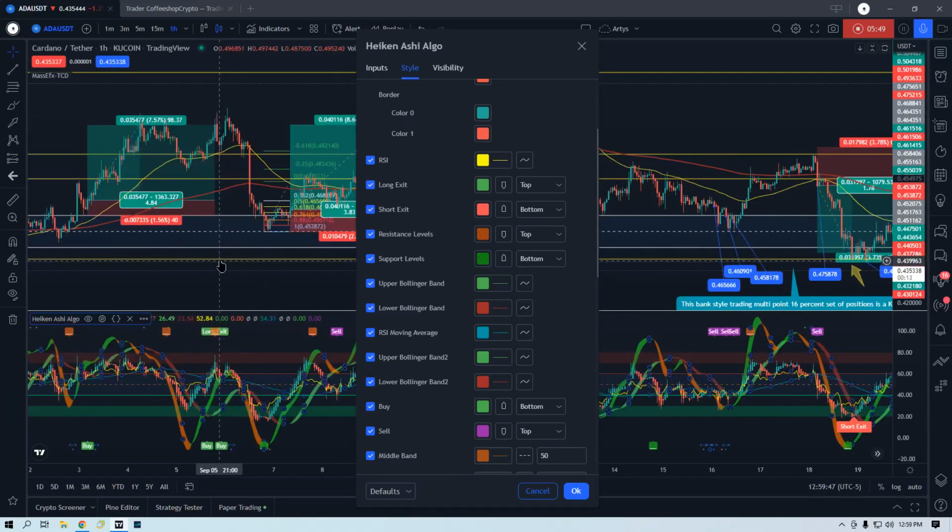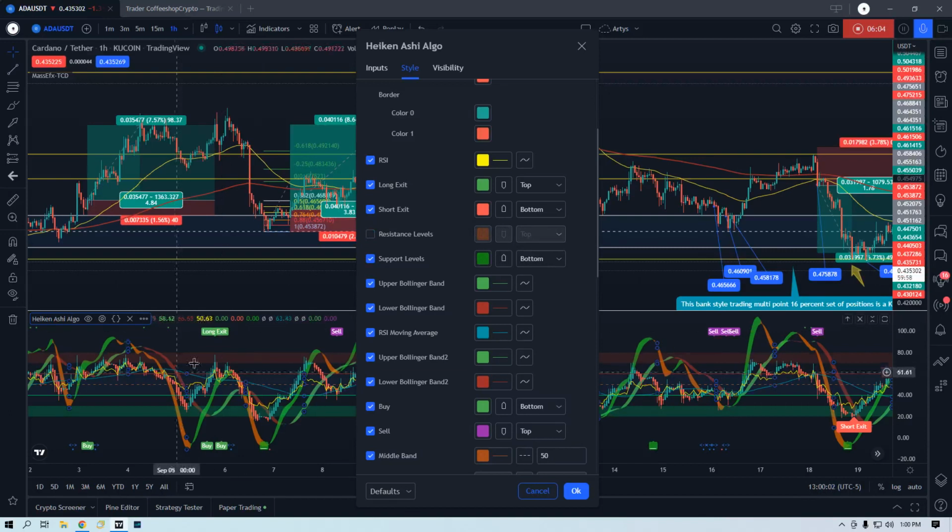Basically, if you are in a sell position, you entered a short trade, short exit will come up and it says, hey, get out of your short trade. It is a short exit. You can turn it on and turn it off however you want. Long exit is just the opposite.